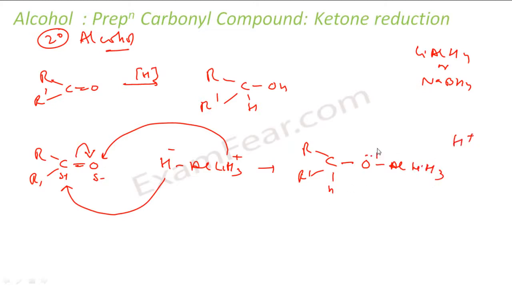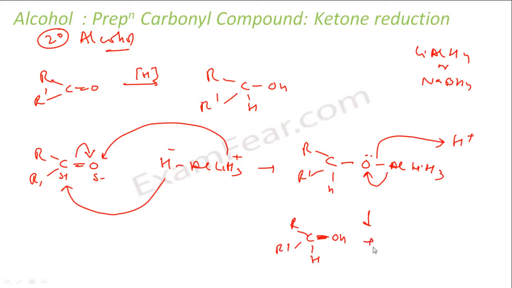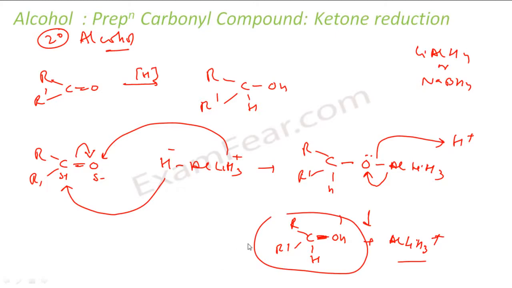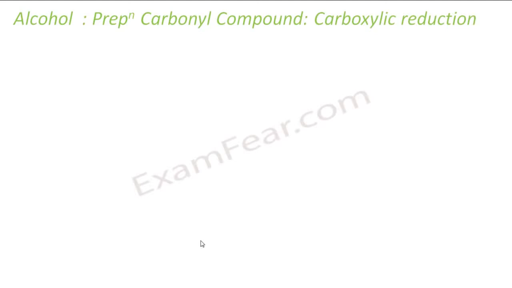Here you can do a protonation. This will attack here. So oxygen will get 3 bonds. It will try to get rid of the positive charge. The electrons will move from here to here. It will come out. So what you get is OH here, H here, R here, R dash here, and AlLiH3 plus. This will go out. This is what you will get. Correct? Nucleophilic addition reaction.